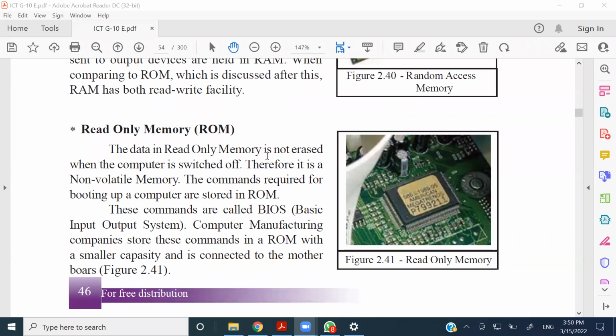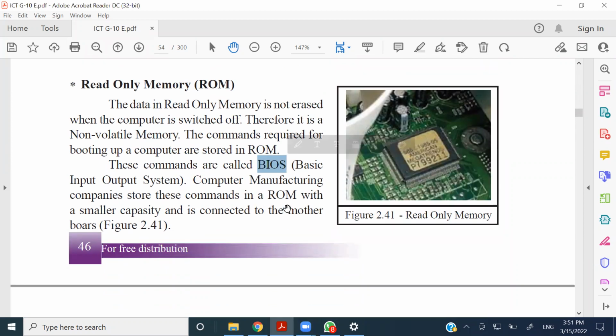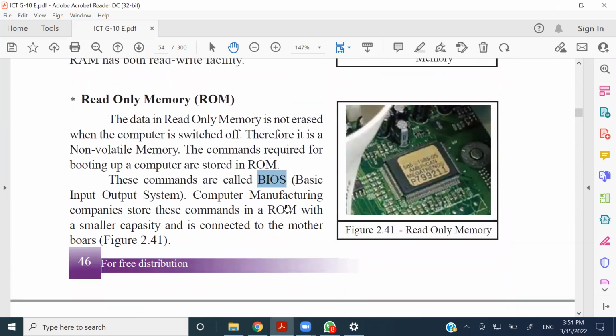So the ROMs that help your computer boot up, we generally name them as BIOS, and sometimes as CMOS, right? Those things are powered by that small battery, even when the main supply is disconnected.